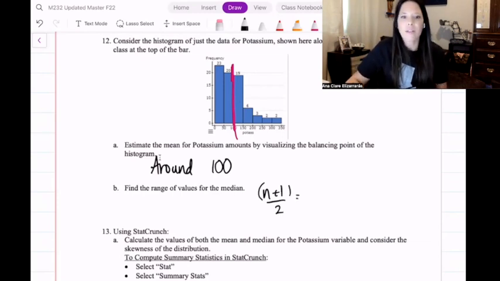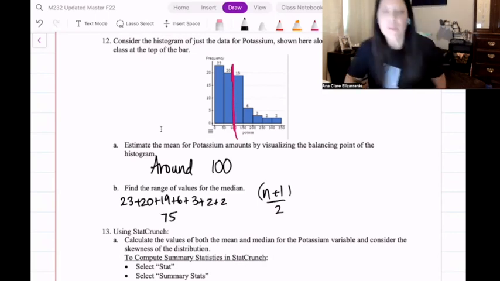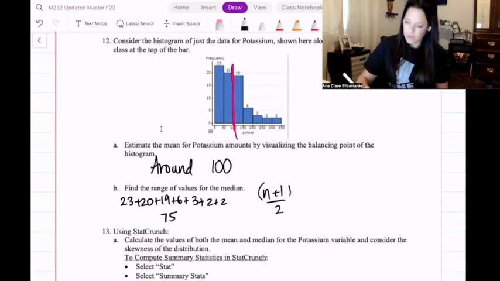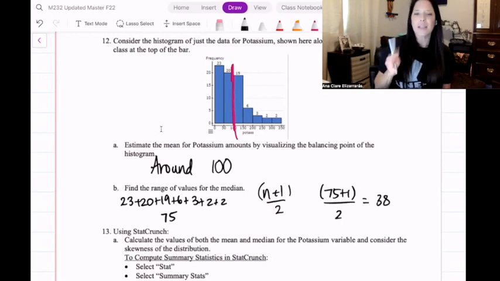There are 75 observations in this distribution. If we added 23 plus 20 plus 19 plus 6 plus 3 plus 2 plus 2, that means that there are 75. So we take 75 plus 1 divided by 2, or 76 divided by 2, which is 38. The 38th observation is going to be our median.